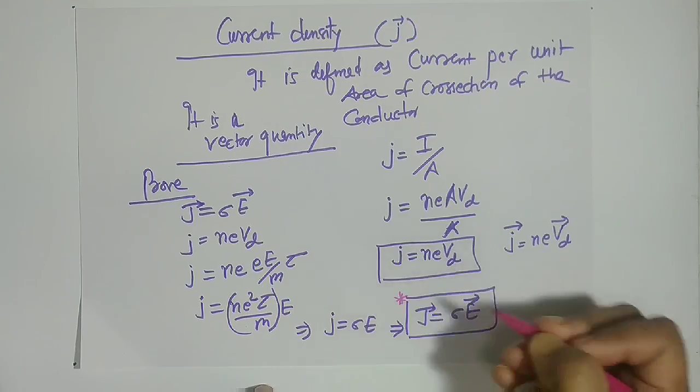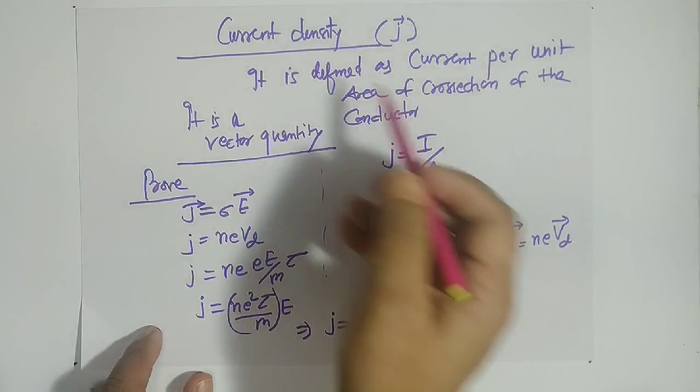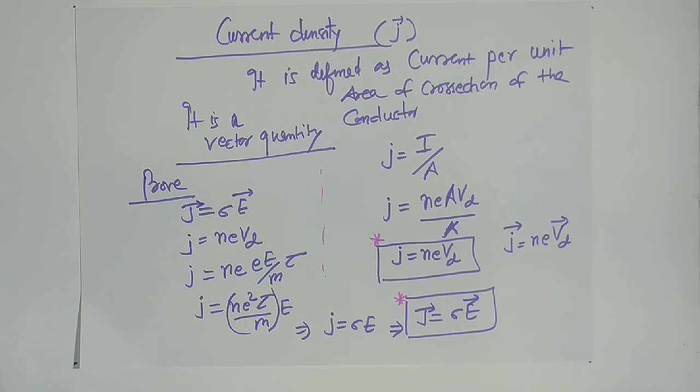J equal to nevd, they can ask you a 1 mark question based on this. Current density is a vector quantity. Current is not a vector quantity, but this is the relation for J equal to nevd and J equal to what? Sigma E. Okay. So now we'll discuss the temperature dependence.